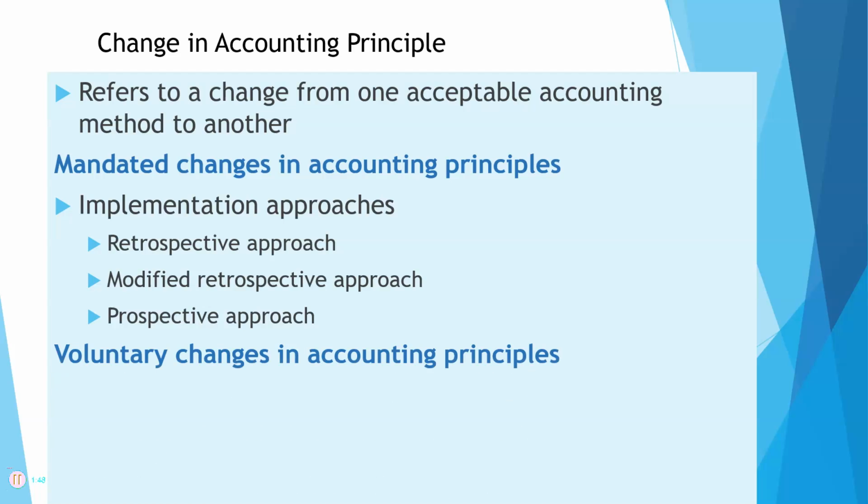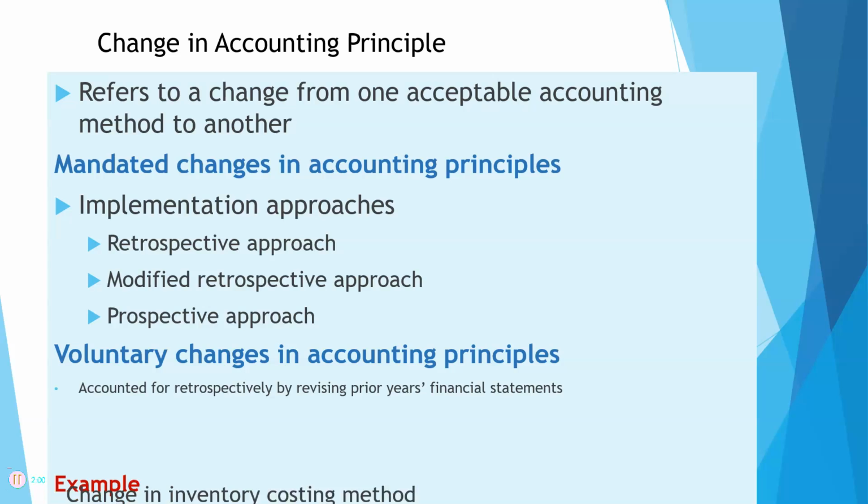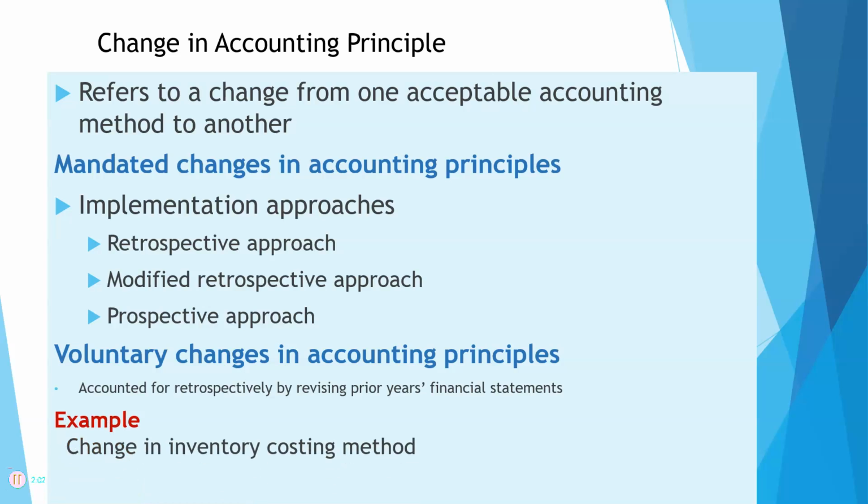We also have voluntary changes in accounting principles. These are always accounted for retrospectively, which means you've got to go back and correct prior years. So an example would be a change in inventory costing method. But a caveat there, it depends on what method you're going from to whether you can actually go retroactively.